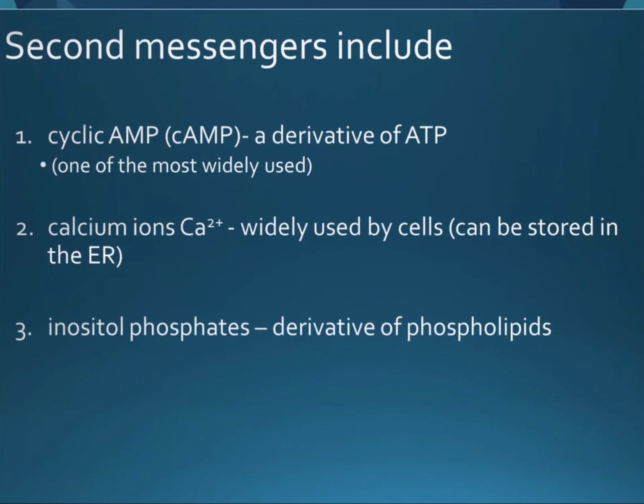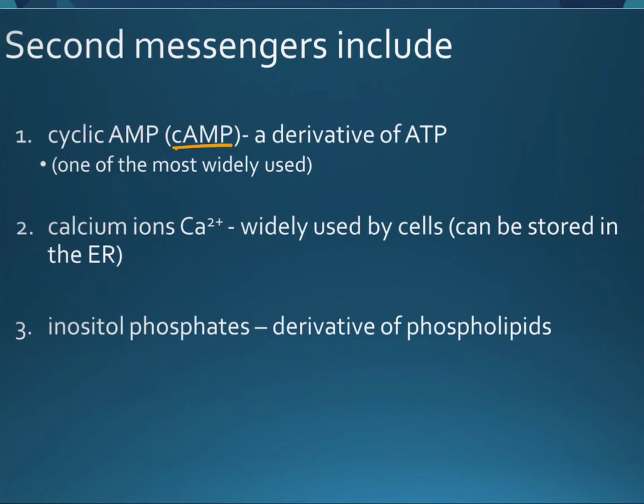So second messengers include cyclic AMP or cAMP. This is a derivative of ATP, and that's one of the most widely used second messengers. Another one is going to be calcium ions. That's widely used by cells and can be stored in the endoplasmic reticulum. And then inositol phosphates. Those are derivatives of phospholipids. So these are some important second messengers.